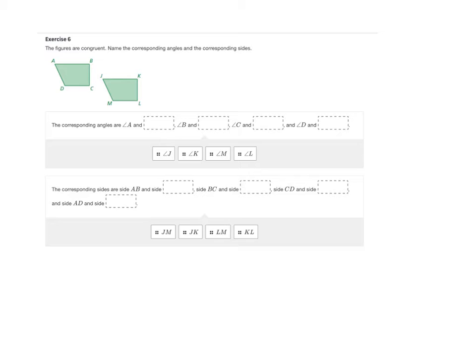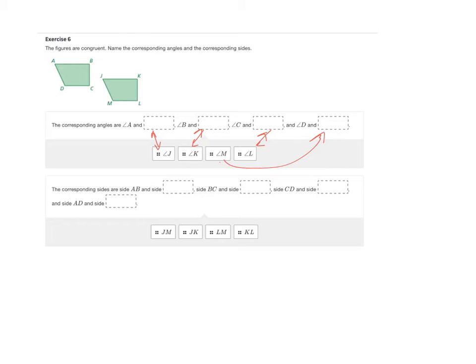The figures are congruent. That means that they're exact same size, exact same shape, exact same angles, exact same area, exact same perimeter. Everything is the same. The corresponding angles are angle A corresponds to angle J. Maybe I can just draw a line. Angle B corresponds to angle K. Angle C corresponds to angle L. And angle M corresponds to angle D, and D and M. Yep, so that one's over there like that.